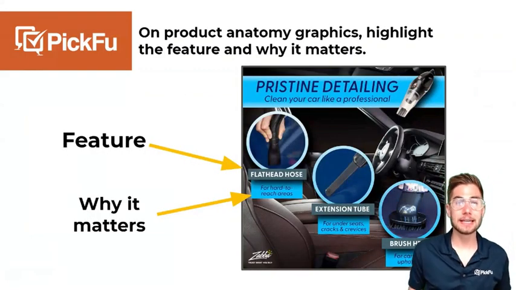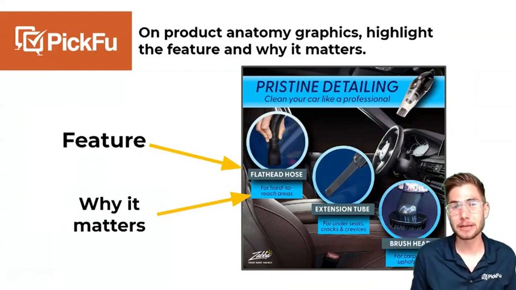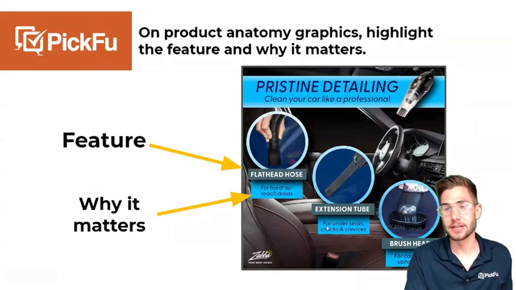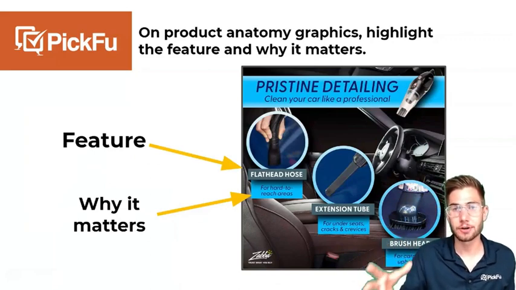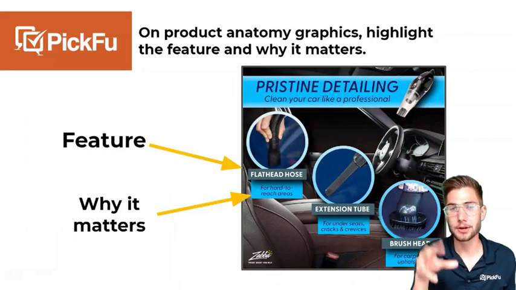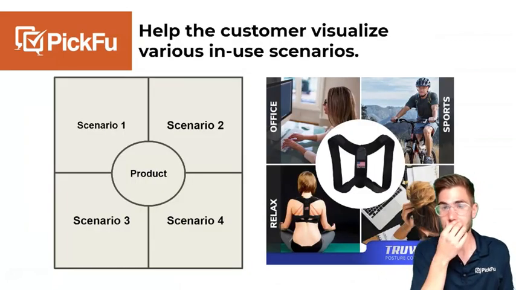The other thing too is when you're making these what I call anatomy graphics, don't just say what the feature of the product is. Explain why it matters. Explain why they should care. And so this is a really great example here. They're not just telling you extension tube. They're telling you, okay, why do I care about an extension tube? I care about it for under seats, cracks, and crevices, right? Again, don't make the brain do any extra thinking. Just give it all to them. Here's the feature. Here's why it matters. And do that in the graphic itself.